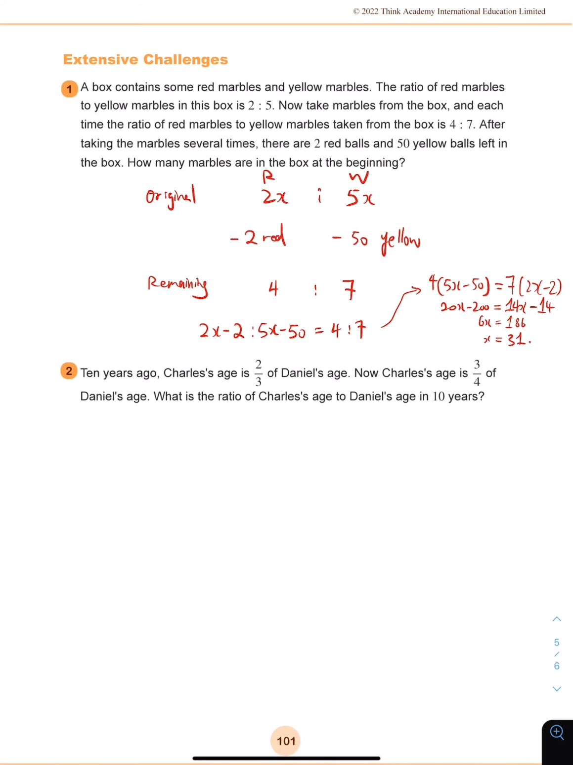So the number of marbles in the box in the beginning is going to be 31 multiplying 2 adding 5 in brackets, which is 31 times 7, and that is 217. Alright, so that's the answer to this question. Does it make sense to you?